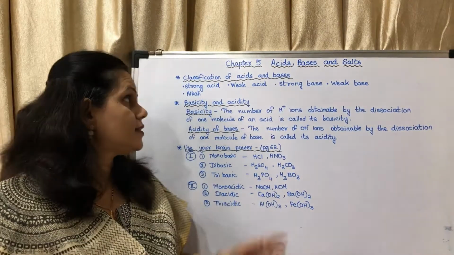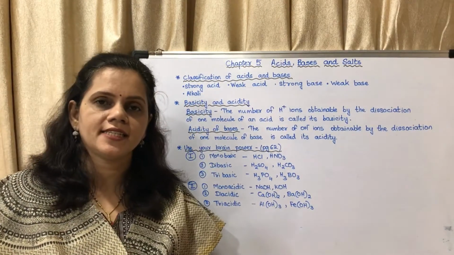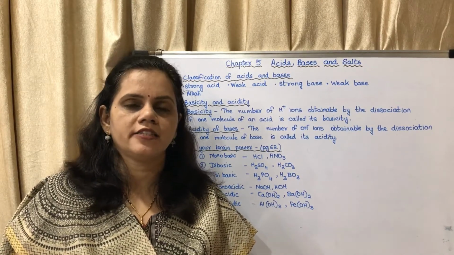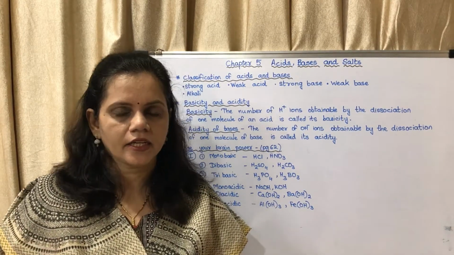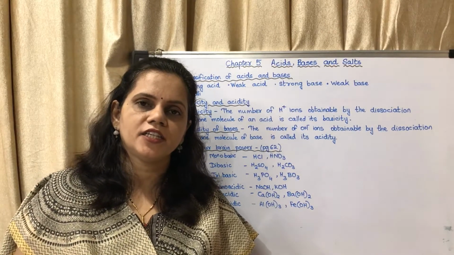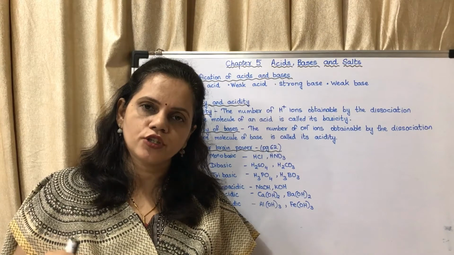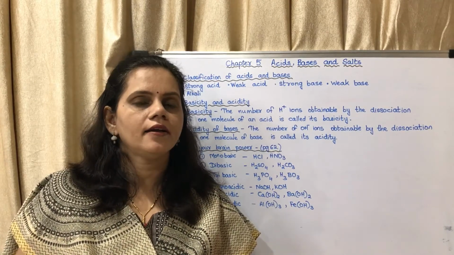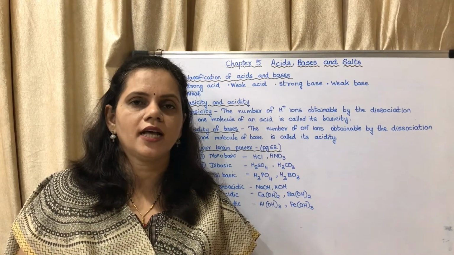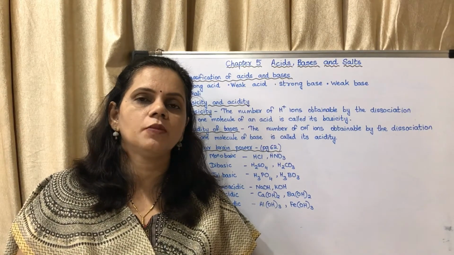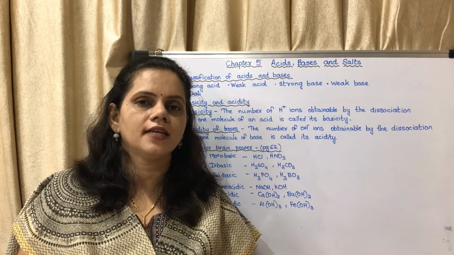Okay, now the next topic is classification of acids and bases. Acids and bases could be classified into strong and weak. So acids could be classified into strong acid and weak acid. Bases could be classified into strong base and weak base. And there is one more term called alkali. What is an alkali? Bases which are soluble in water are called alkalis.